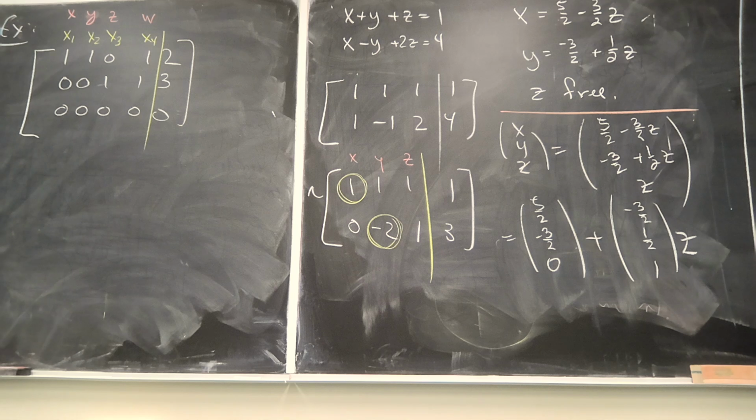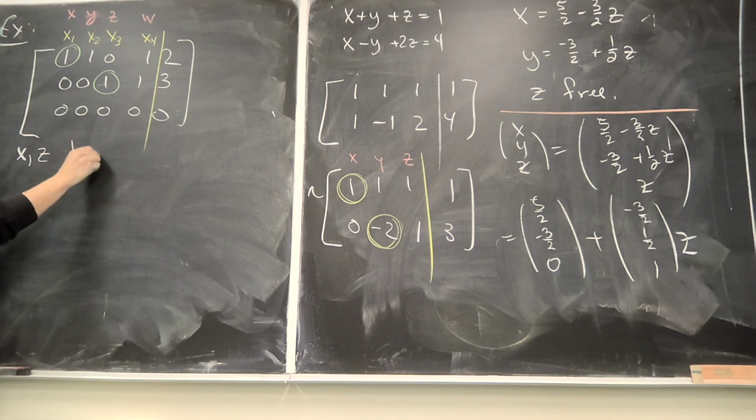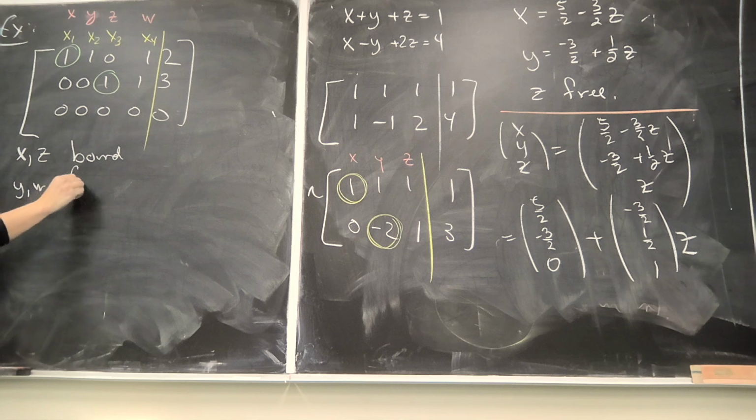Okay, so same process. If you're getting the idea this is mechanical, it's because it is. Mastering these mechanics is going to make everything we're doing later easier. 2 pivots. So x and z are bound, and y and w are free. It's a consistent system. There are free variables. So there's an infinite number of solutions.